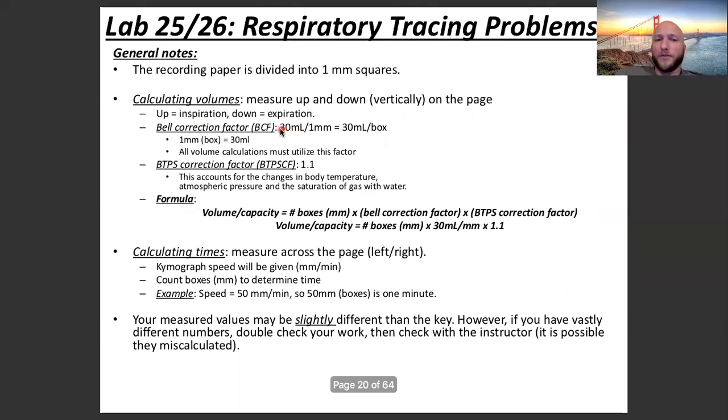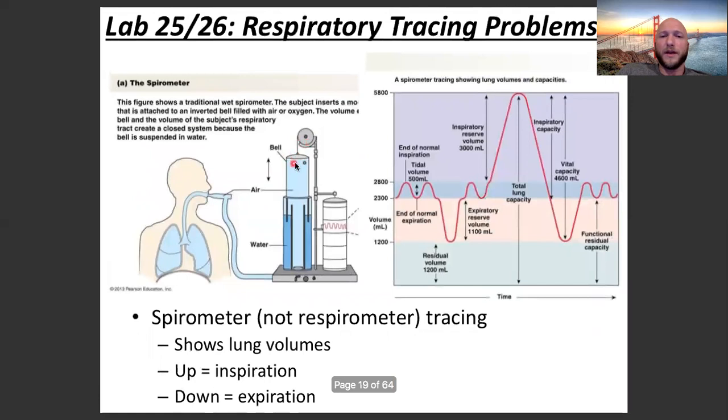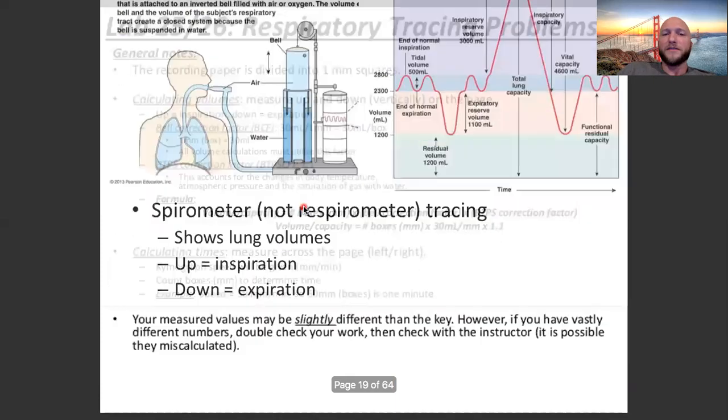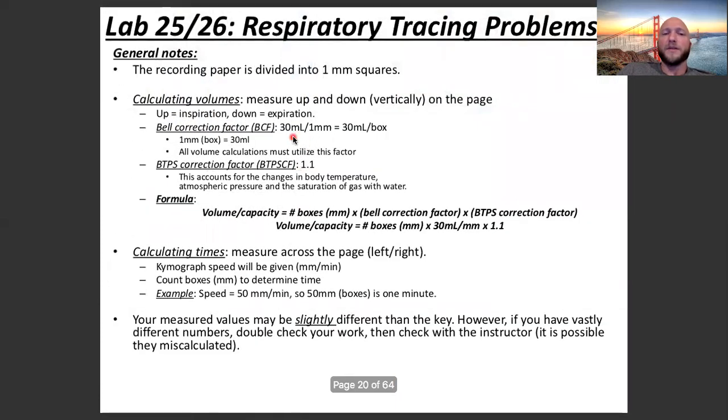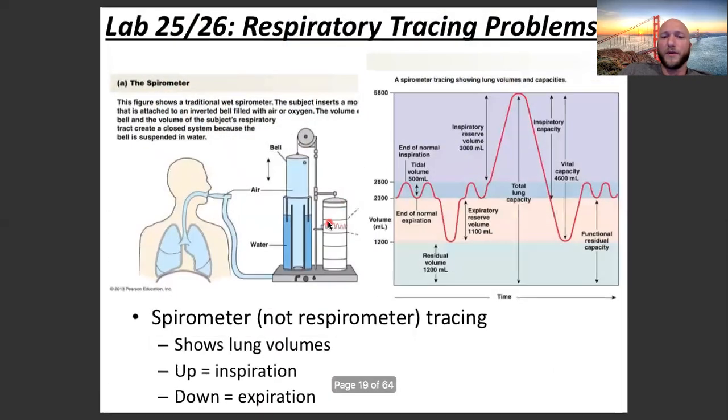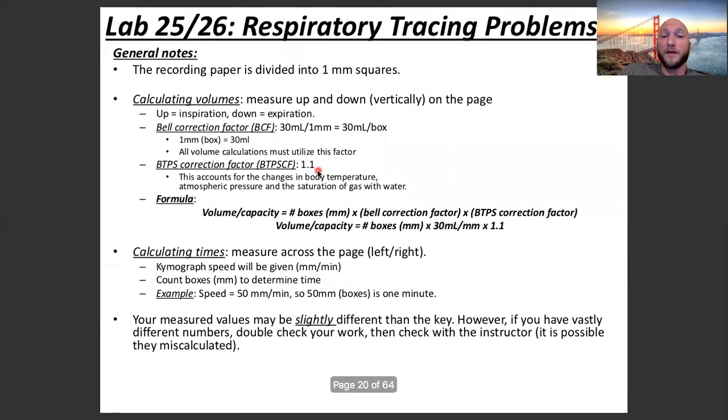For our examples in class, the Bell correction factor is 30 milliliters. That's the area of the bell, 30 milliliters per millimeter. So for every millimeter that this bell rises or falls, it's 30 milliliters. Every millimeter on the tracing, every box up and down, is going to represent 30 milliliters.